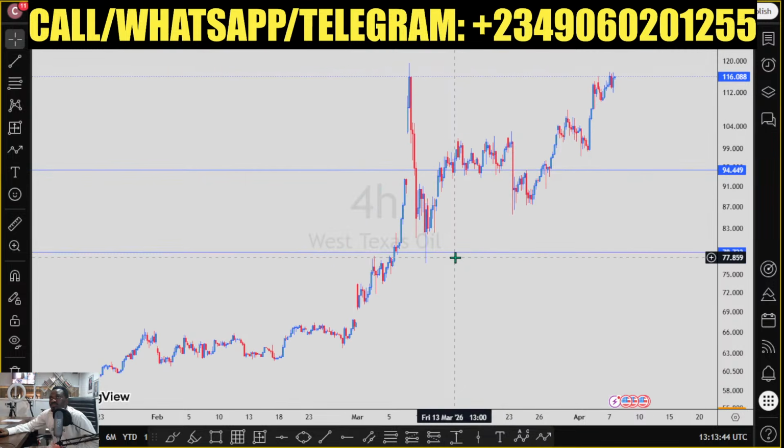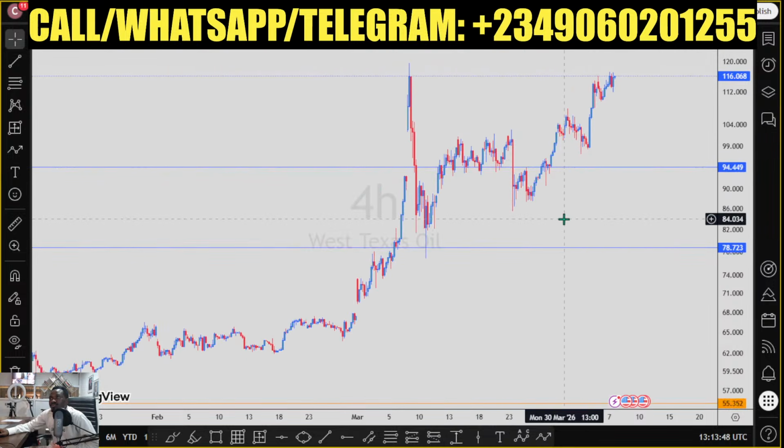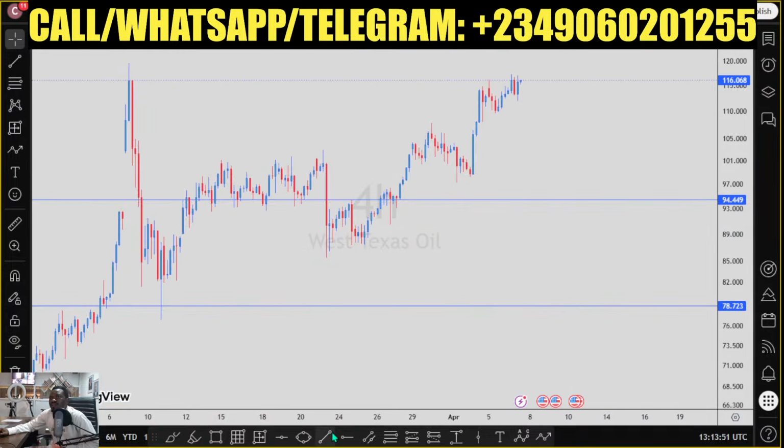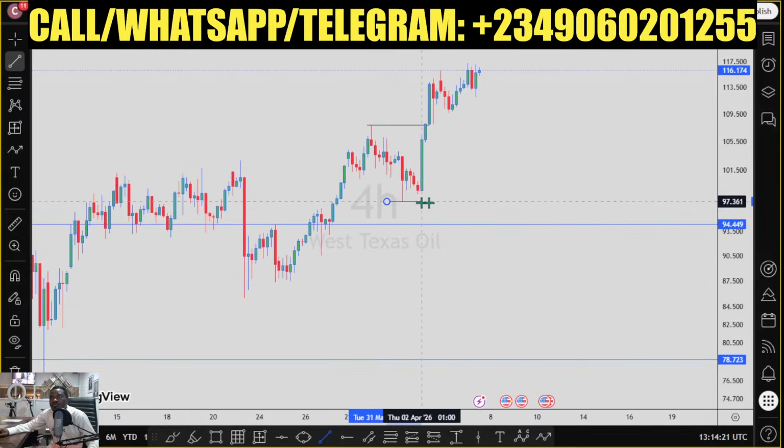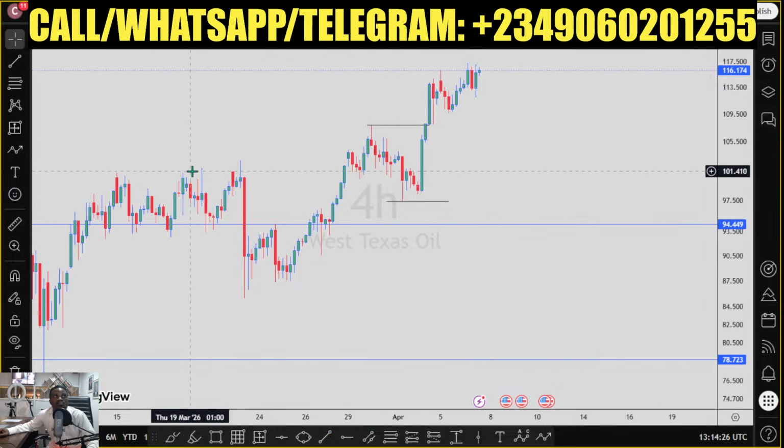We are having price rallying all the way up. We have some internal breakout structures. Right here, price broke. We make this line show on the 4-hour chart and below. And we have what? Higher low swings here. Let's check the 1-hour chart.